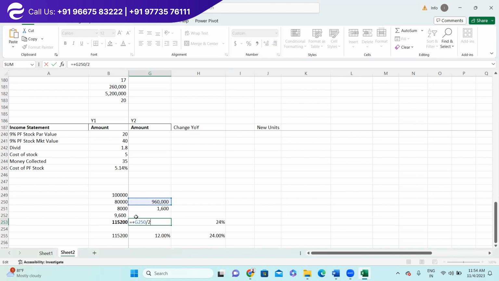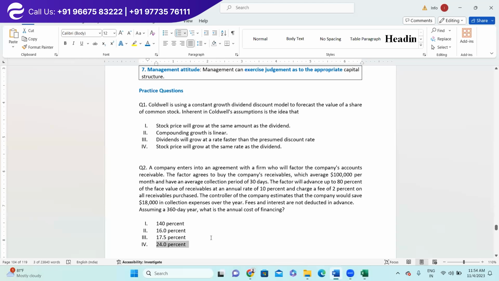So excluding the 10% that they are charging annually, we have to pay 2% extra? Over and above, yes. That's a processing fee. Okay. And 10% is what charges? Interest. Okay. Understood. Right, so the fourth option is correct.